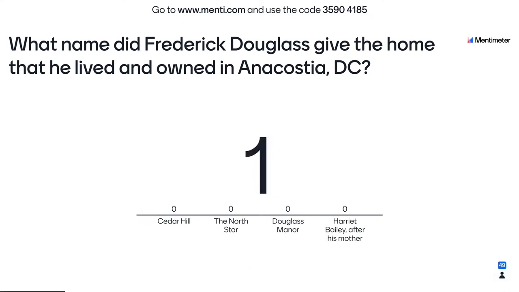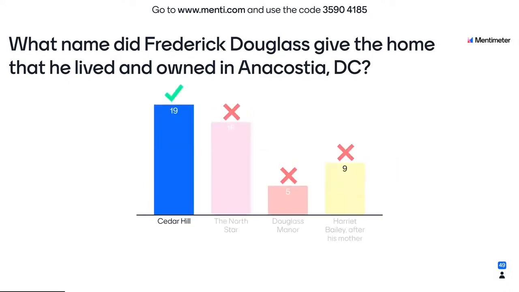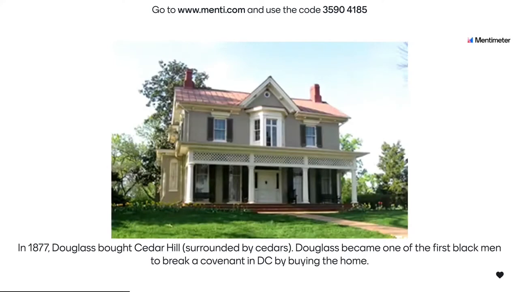Last few seconds. Hey, some of you were listening. It accidentally slipped out of my mouth when we were having the cultural equity panel, but that's exactly right. In 1877, Douglass bought Cedar Hill, surrounded by cedars. That's why. And Douglass became one of the first Black men to break a covenant in DC by buying a home.